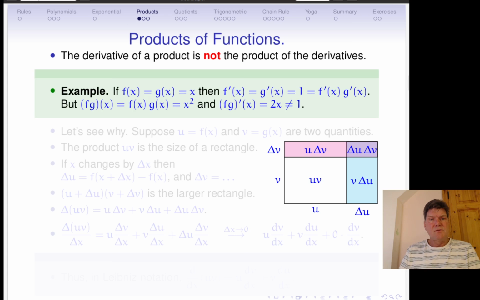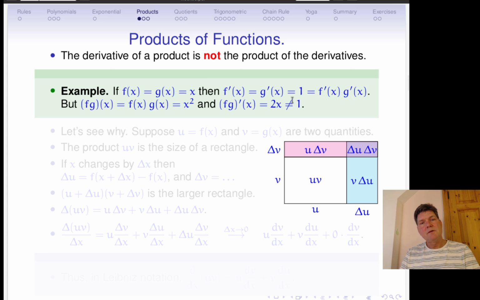Let's have two functions f and g, both defined to be just x. Then, since the derivative of the x function is the constant 1, both f prime and g prime are 1, and so also the product f prime of x times g prime of x is 1. And this is the product of the two derivatives, and it's 1.